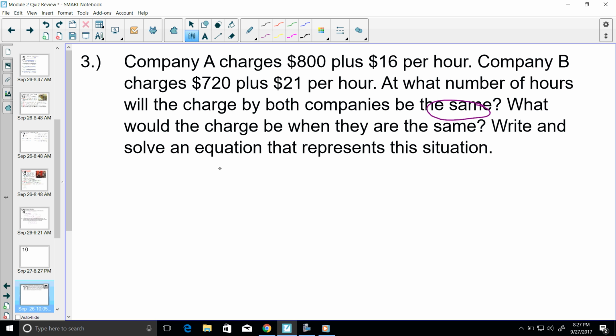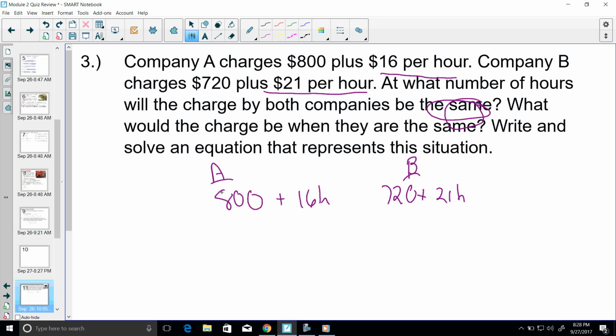So, company A, they're going to have a certain cost. No matter what, I'm paying $800, right? And I'm adding to that cost by how much? $16 per hour, so that's 16 times every hour they work. Company B, they're going to charge me $720 no matter what. And I'm adding to that cost how? $21 per hour. And whenever I want to know if two similar situations are the same, I got to set them equal to each other. So now I got to solve this for hours. And if I do that, I'll find out how many hours it'll take till it's the same.